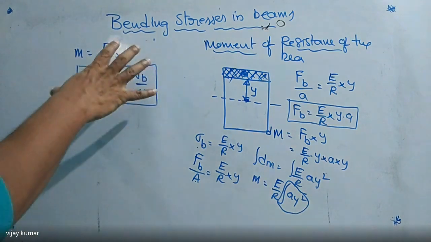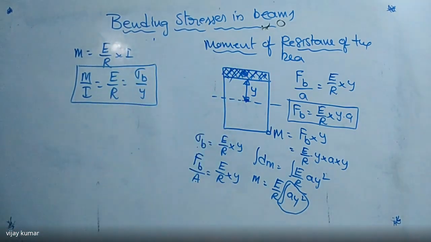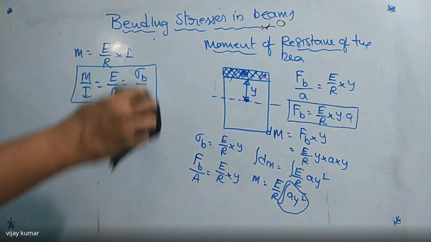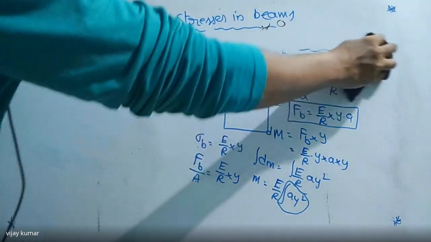So what I am saying here is, bending stress is maximum at the top and bottom. At the neutral axis, bending stress is zero. Where the bending is zero, at that point automatically shear is maximum. So this is the bending equation we are going to use to calculate maximum bending stress in a beam.